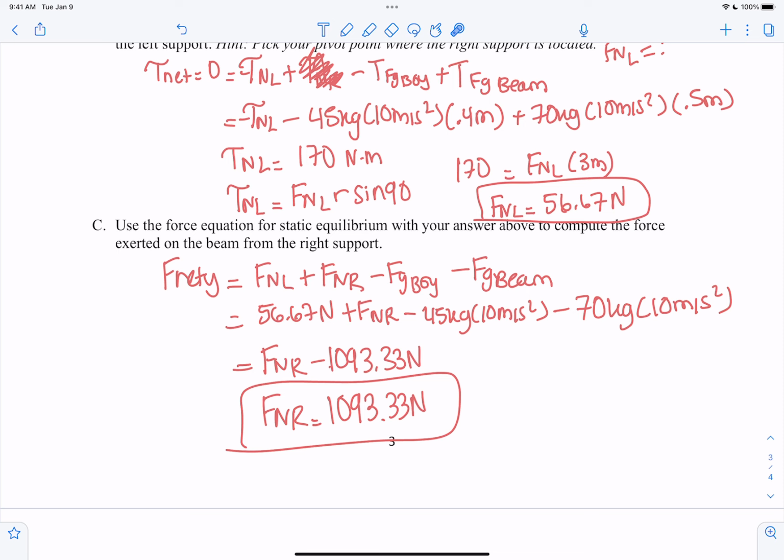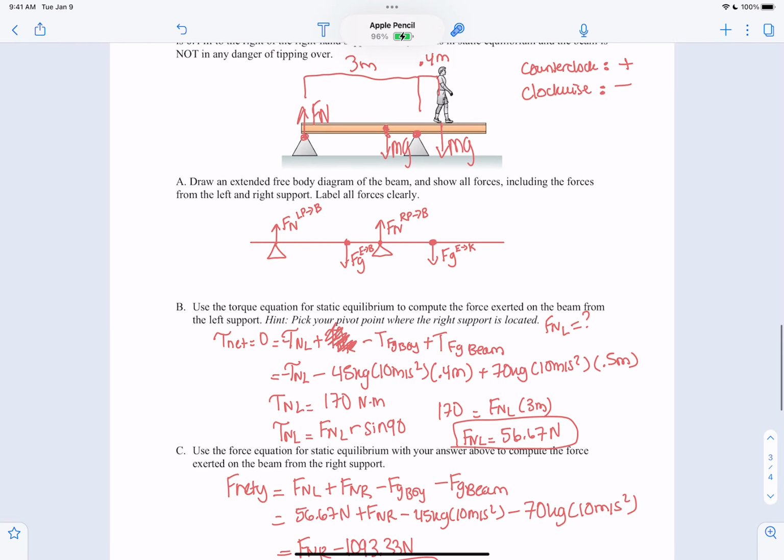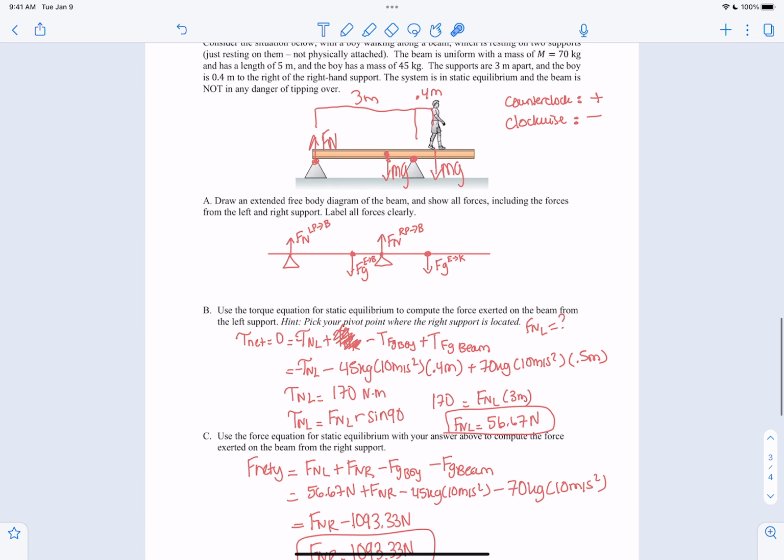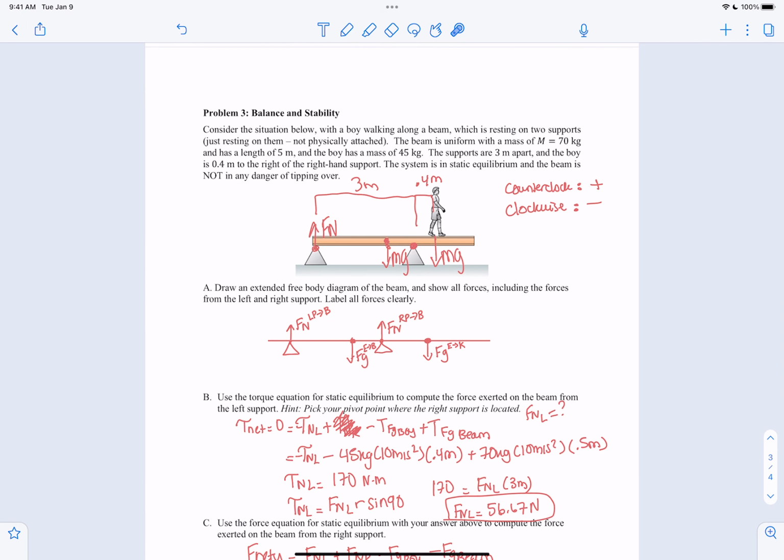At least that's how it's looking so far, unless I made any mistakes, which, honestly, I am expecting there to be something that I screwed up, especially considering the absurdity of this answer. So I will go back and check for sure. But for now, at least you understand what's going on with regards to torque. But that's problem 3.